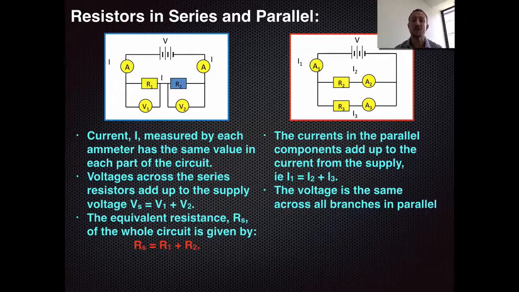Also, we need to know that the voltage is the same across all branches in parallel. So what this means is that if I was to measure the voltage across R2 and R3, they would equal the voltage coming out of the battery. Now, why is this? Well, let's go back to my car scenario.